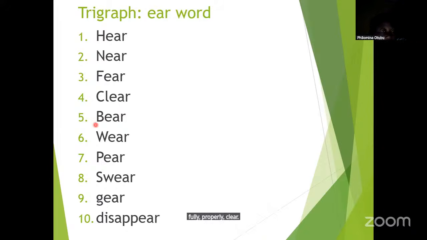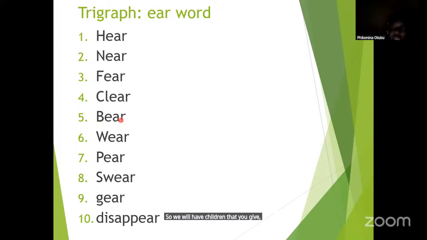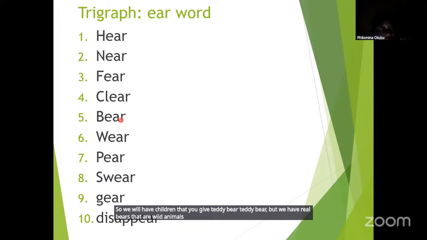Then we have bear. Bear is an animal. It can also mean to endure someone. Oh, please bear with me. Bear with me. I'm going to pay you tomorrow. So it means to endure someone. It's also a type of animal, a wild animal. Some of us have children that you give a teddy bear, but we have real bears that are wild animals. So it can be an animal, and it can also mean to endure someone.